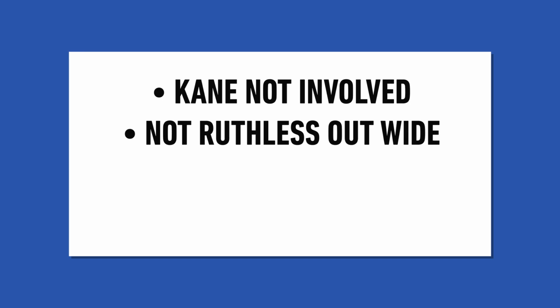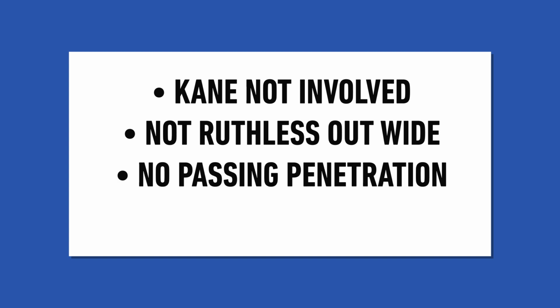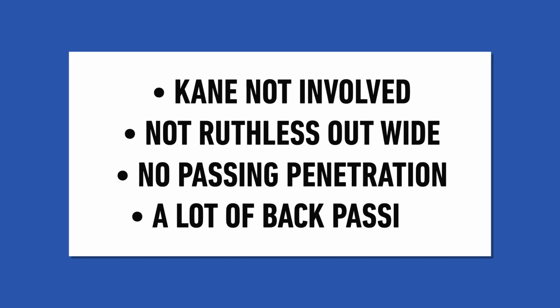England had problems getting Kane into the match and not possessing any ruthlessness out wide to create chances. There wasn't any penetration into the box by anyone really, and back passes by the fullbacks made it easy for Scotland to defend. So how did England fix this?